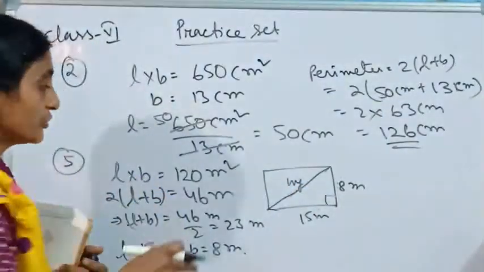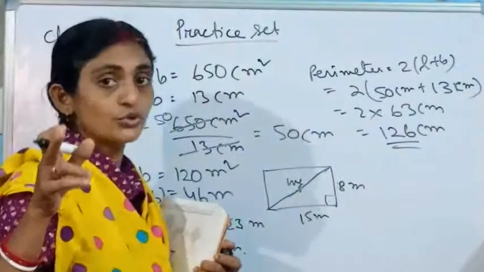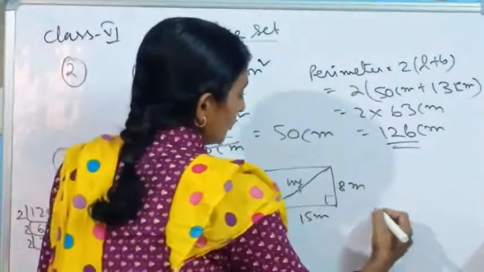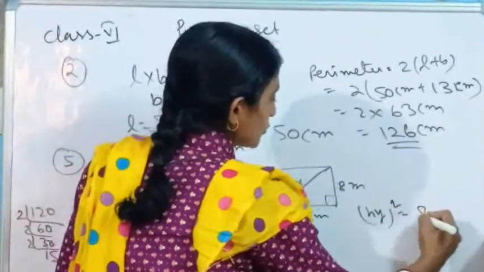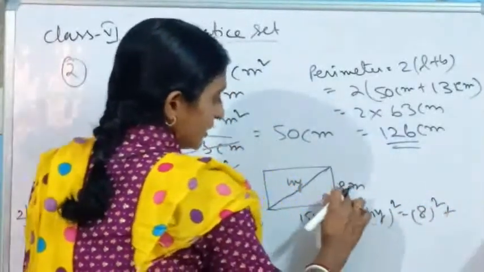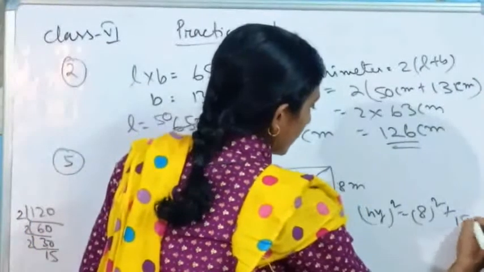You have been asked the length of this hypotenuse. So which formula are we going to apply here? Pythagoras theorem. What does it tell you? Hypotenuse square is equal to height square plus base square, that is the height square and that is the base square.